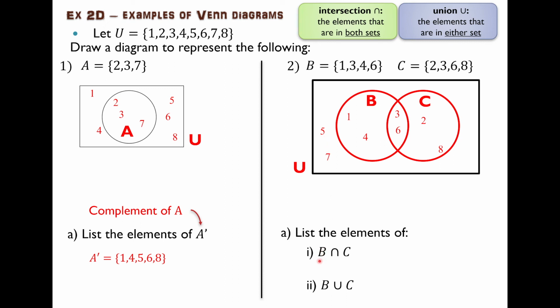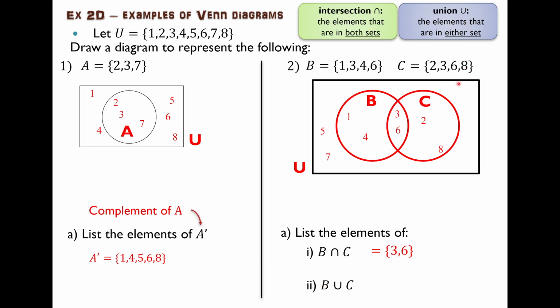Now, we can list the elements of B. Oh, what's this funny symbol mean? This symbol here, you can see it at the top. This symbol means intersection. So list the elements of B intersection C, the elements that are in both sets. Which numbers are in both B and C? 3 and 6. These are the only elements that are in both sets.